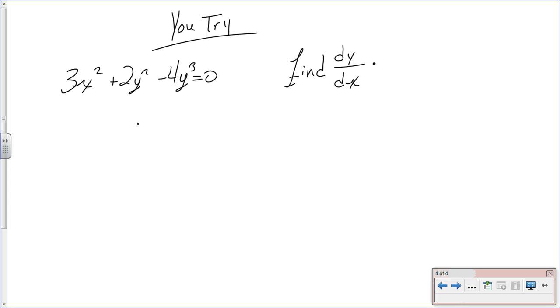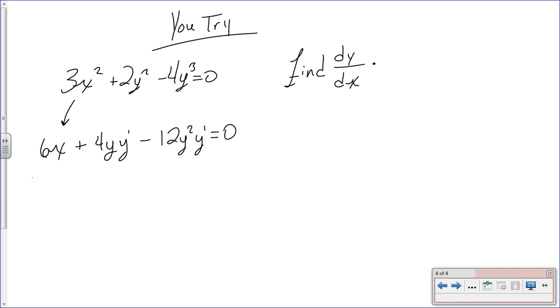Alright, so let's get this solved. We're going to take the derivative here, which is going to be 6x, plus 2y squared will be 4y. Don't forget though, you need the y prime. Minus 4y cubed, the derivative of that is 12y squared. Don't forget y prime equals 0.